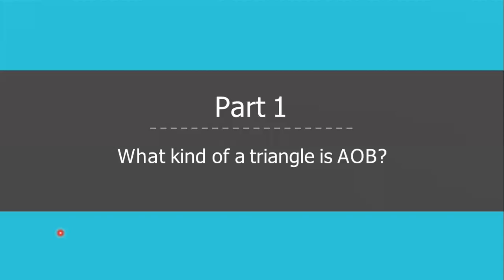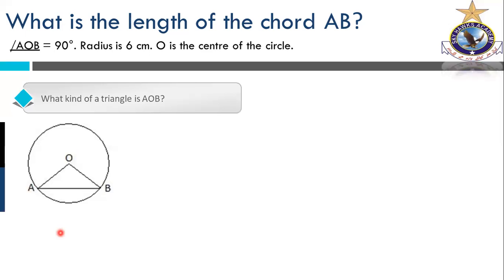The second part: what kind of triangle is AOB? That was the first question. From here you can see, as I have drawn, the circle and the triangle within it. This is a pictorial view for you. This is the right angle, these are the radii of the circle, and this is the chord for which we are looking for the length, the chord AB. OA is the radius of the circle.